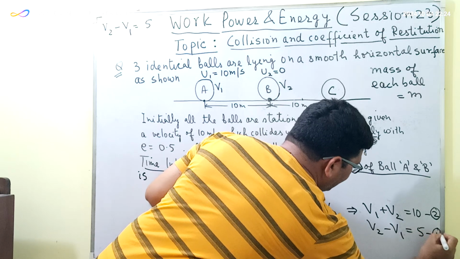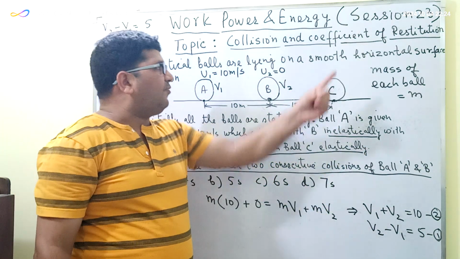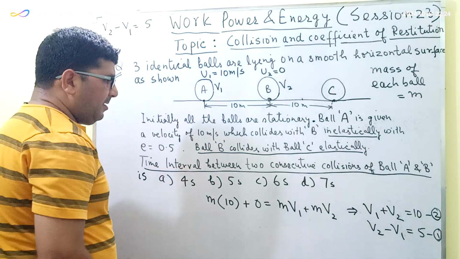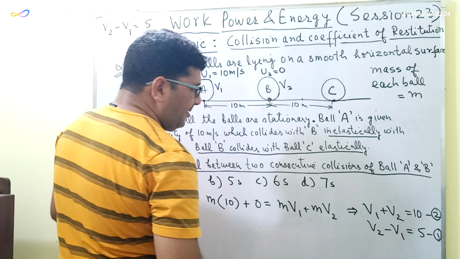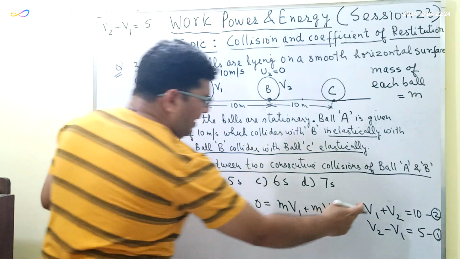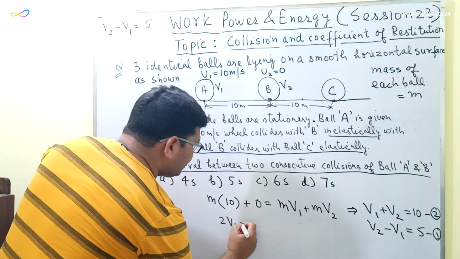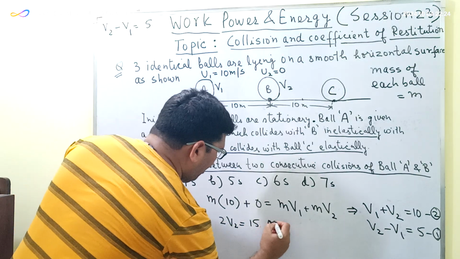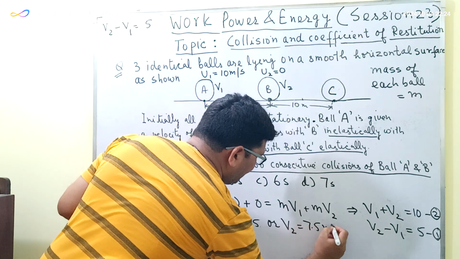So this was the first equation which we have got by using the equation for the coefficient of restitution. If I add both these two equations, V1 and V1 will get cancelled out, so 2V2 is equal to 15, or V2 will be equal to 7.5 meter per second.